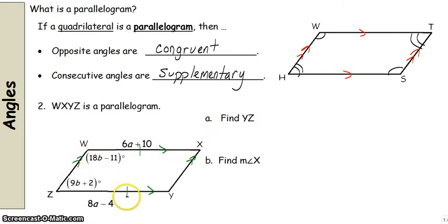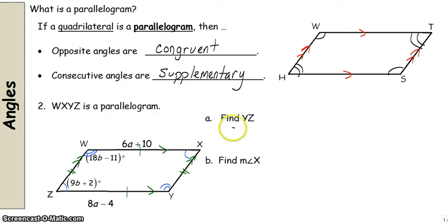Opposite sides are congruent. Opposite angles are congruent. And consecutive angles are supplementary. I need both in this case.